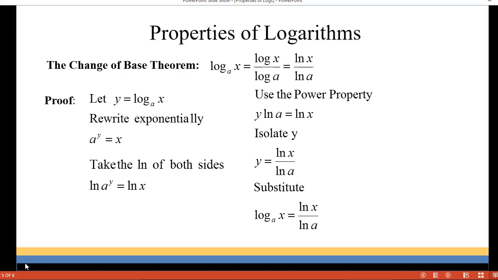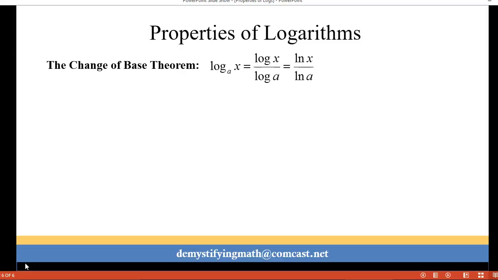So I have log of x over log a. And then just putting back in what y is equal to from the very first step, I have log base a of x equals the natural log of x over the natural log of a. It's a pretty easy formula to remember. Whatever is your subscript is going to go in the denominator. So let's use this change of base theorem.